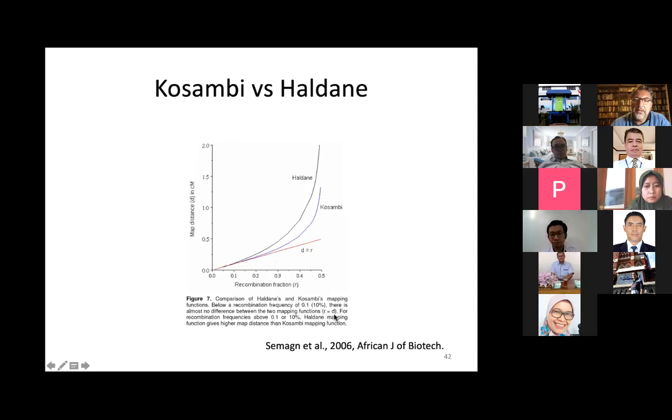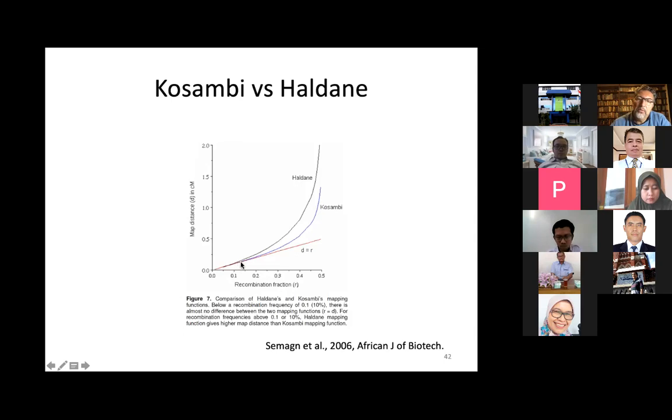The D is the crossover rate, and R is the recombination fraction. So D is the crossover rate, crossover frequency, or the mapping unit, or the centimorgans. So it's D. And R is the recombination fraction or recombination frequency. So if you go up to 0.1, they measure the same.